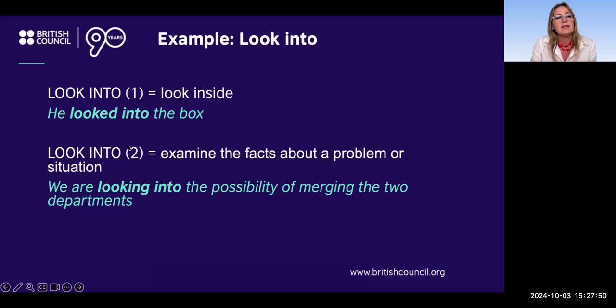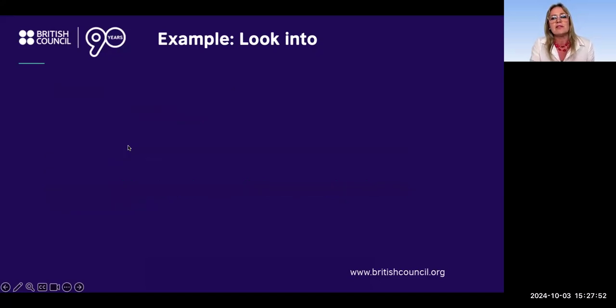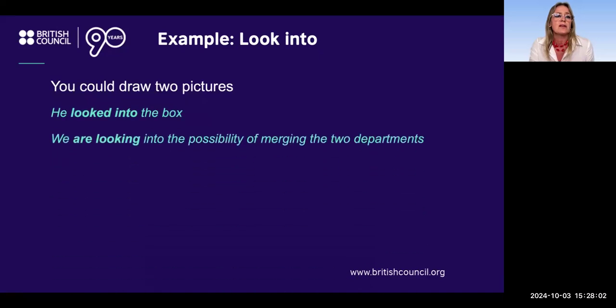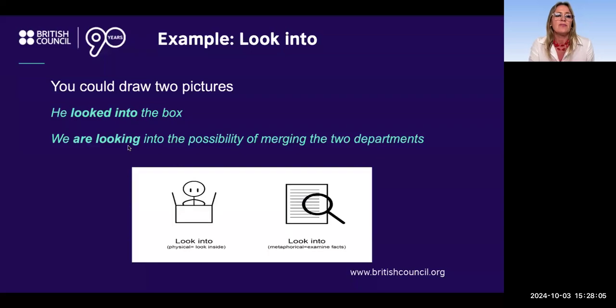So the idea is to use images that link the physical meaning to the metaphorical meaning. And you could draw two pictures, for instance. There you are. The first one showing looking into a box, and the second with a lens that you can examine facts. So it really gives this idea of looking into physically, but also examining details.